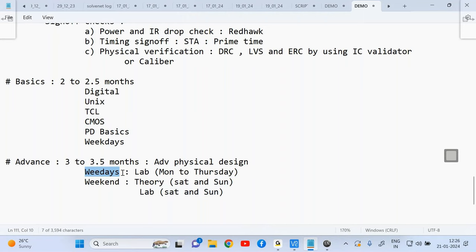So theory is also on Saturday and Sunday. Morning theory, afternoon lab. The lab is only for those students. The weekday students have only theory at the weekend. So this is how the advanced course is going to work.